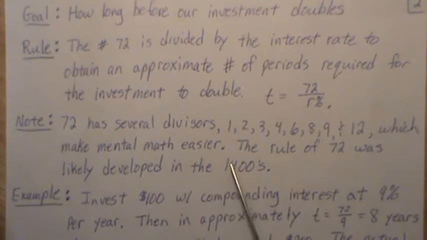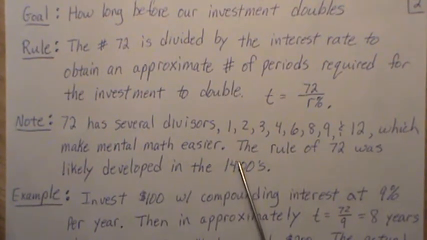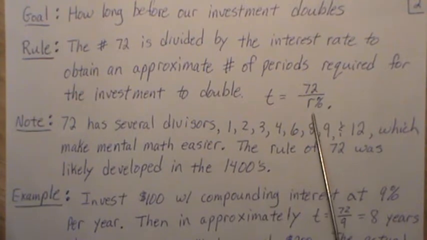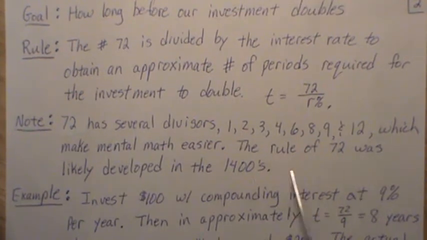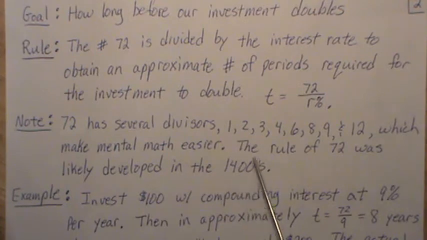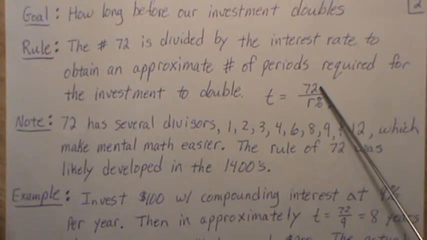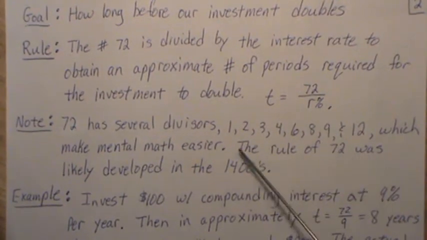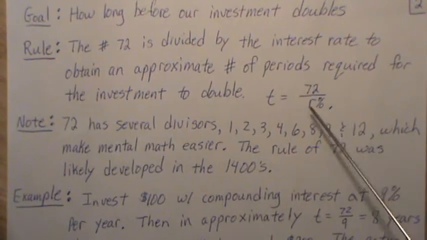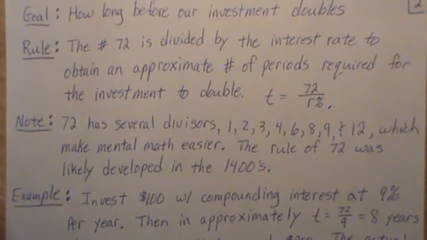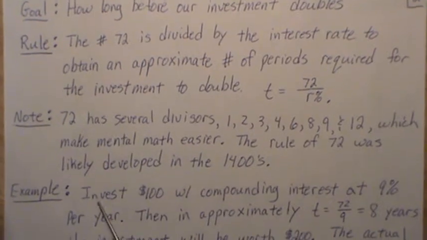Now, one of the super important reasons for the 72 over the interest rate is that the rule was likely developed in the 1400s. There's proof that it was way, way earlier. Now, a lot of the videos say that Einstein popularized it, which may be true. I don't know that. But it was first used in the 1400s, and they didn't have computers. And so having a number like 72 with so many divisors of a typical interest rate made this approximation so useful.